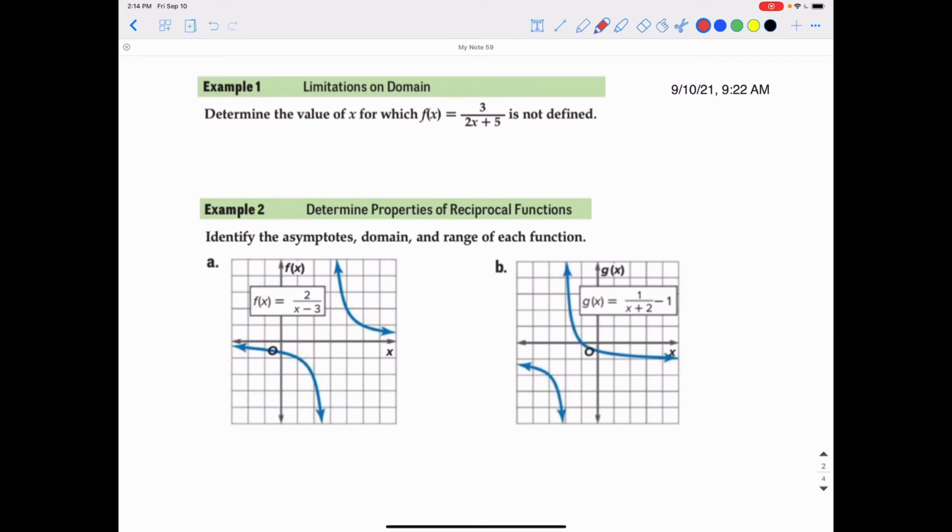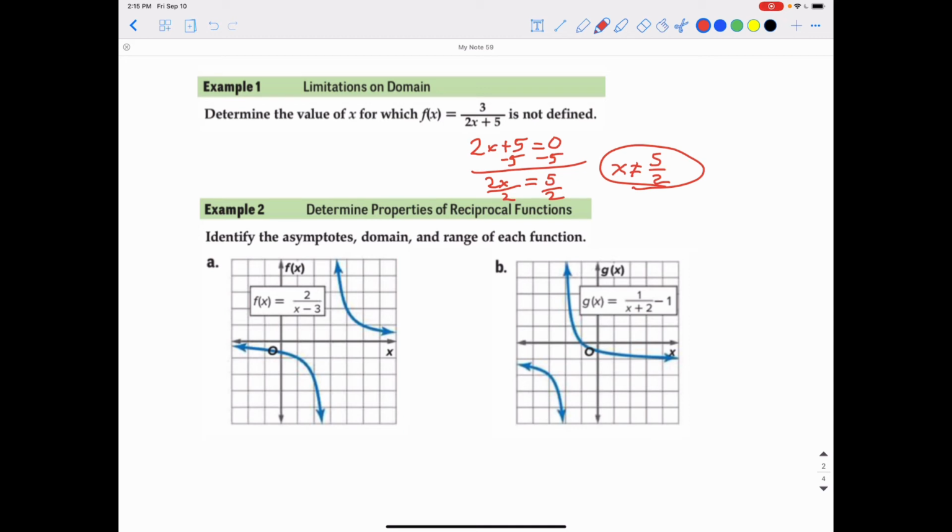Example 1 says, determine the value of x for which f of x equals 3 over 2x plus 5 is not defined. Well, you cannot divide by 0. So any values of x that make the denominator equal to 0 are going to make it undefined. Therefore, we set 2x plus 5 equal to 0 and solve for x. So x equals -5/2 would make it undefined. That means x cannot equal -5/2, because if it did, we would have 0 on the bottom of the fraction, and that's not possible.